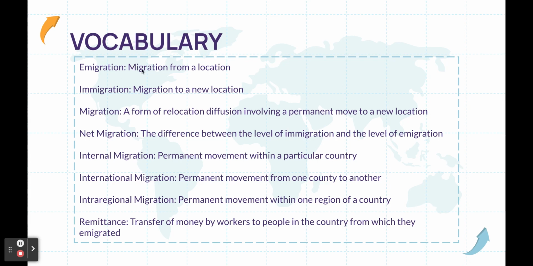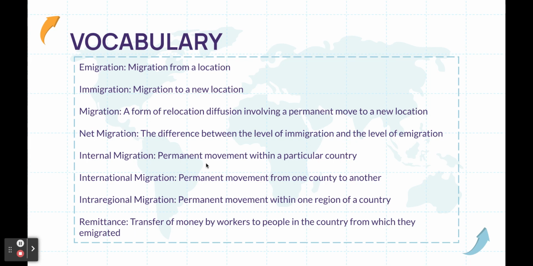Vocabulary. Emigration is migration from a location. Immigration is migration to a new location. Migration is a form of relocation diffusion involving a permanent move to a new location. Net migration is the difference between the level of immigration and the level of emigration.